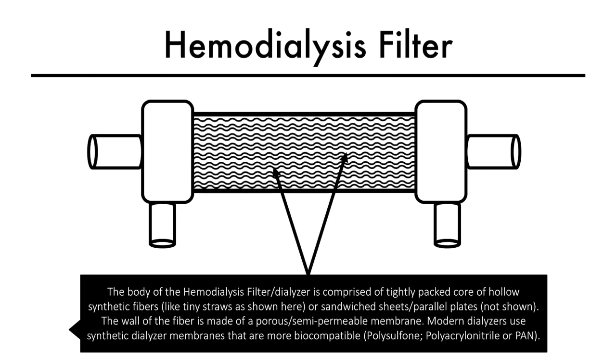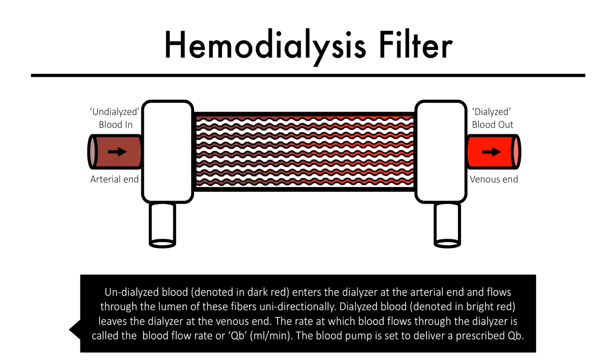The wall of the fiber is made of a porous semi-permeable membrane. Modern dialyzers use synthetic dialyzer membranes that are more biocompatible, such as polysulfone or polyacrylonitrile. Undialyzed blood, denoted in dark red, enters the dialyzer at the arterial end and flows through the lumen of these fibers unidirectionally. Dialyzed blood, denoted in bright red, leaves the dialyzer at the venous end.